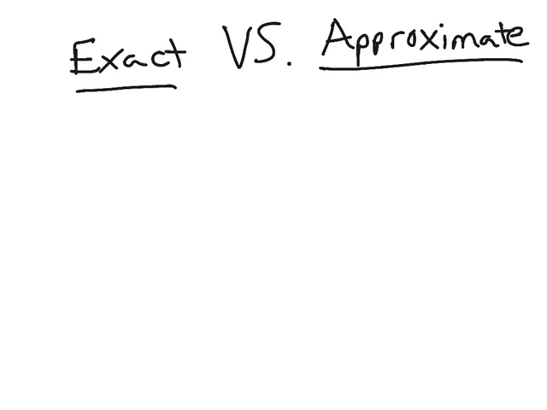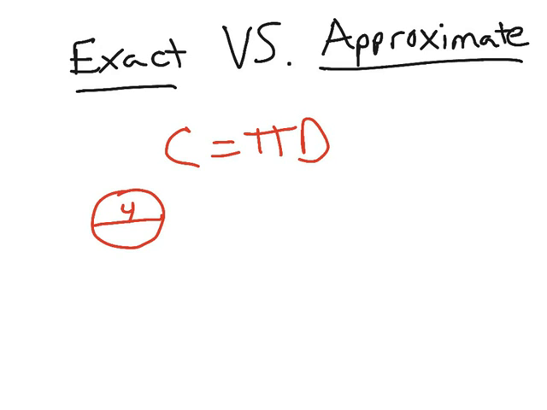Alright, the first, probably most important thing that happens in geometry is you can have answers, and you can provide the answer in exact form or in approximate form. I'm going to give you an example here. For instance, circumference of a circle equals pi times diameter. So, you may have a circle, and the diameter of that circle is 4. What would the circumference be? Well, the circumference of that circle would be 4 pi.